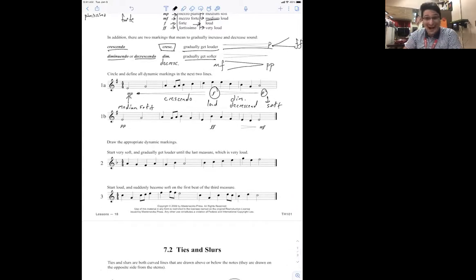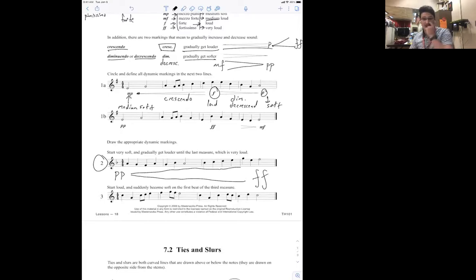Now, do the opposite. You're going to have music and you need to write the dynamics in based on their instructions. So for number 2, start very soft. So we know soft is P and very soft, pianissimo, is going to be double P. And you're going to gradually get louder until the last measure. So we're going to draw a crescendo there. And then our last measure is going to be very loud, which means it's going to be fortissimo.